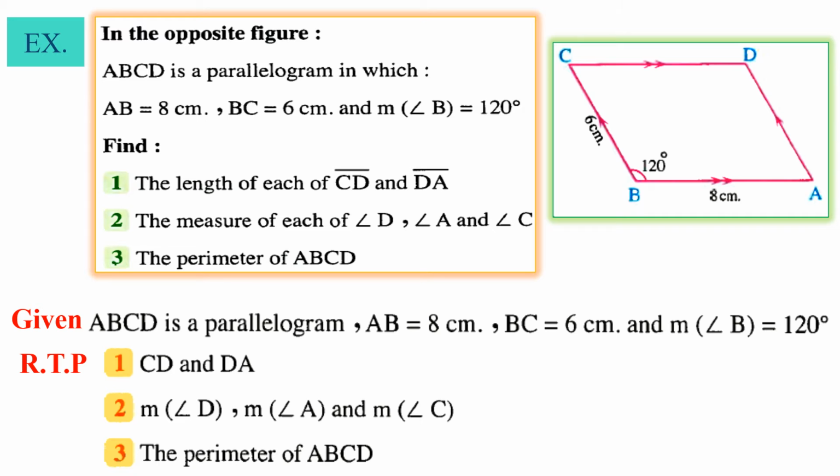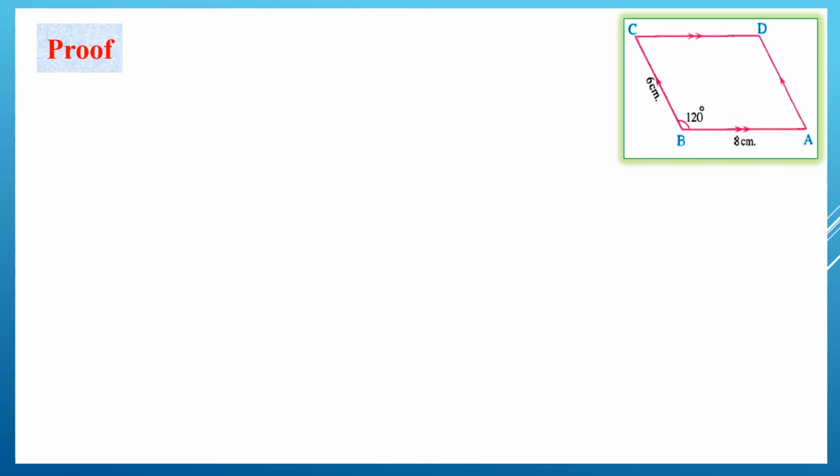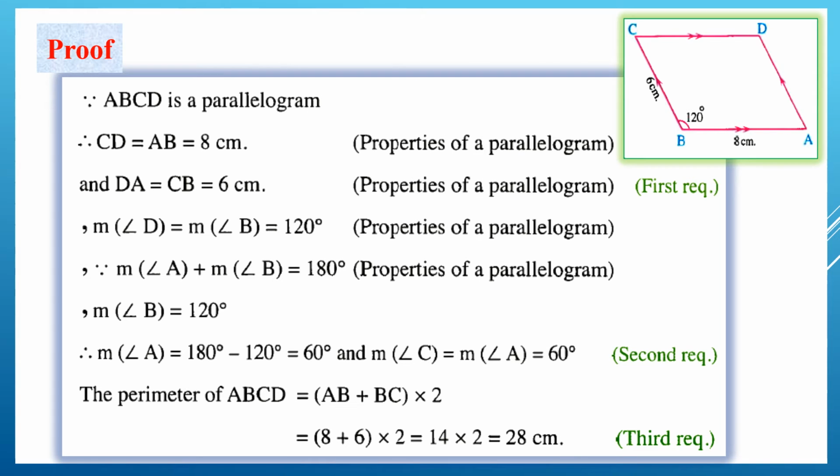Now how to make the proof? In parallelogram ABCD, since AB equals CD, then CD equals 8 cm, because of the properties of a parallelogram, each two opposite sides are equal in length and parallel, okay? And similarly DA equals CB equals 6 cm. Also this is a property of the parallelogram, and this is the first required, okay?